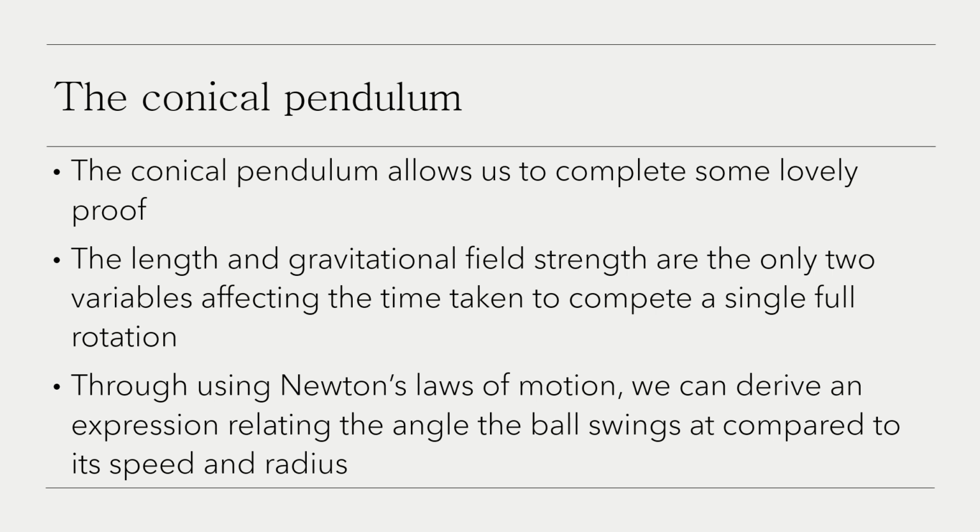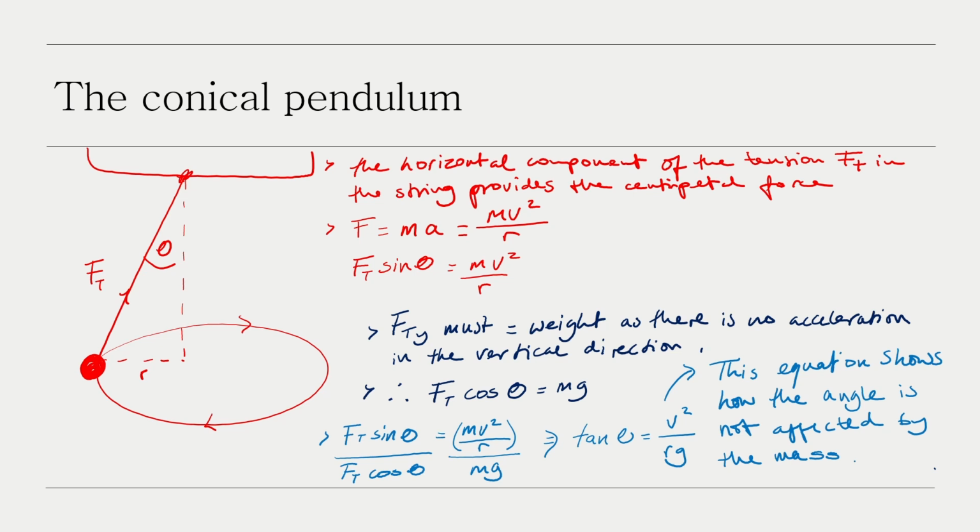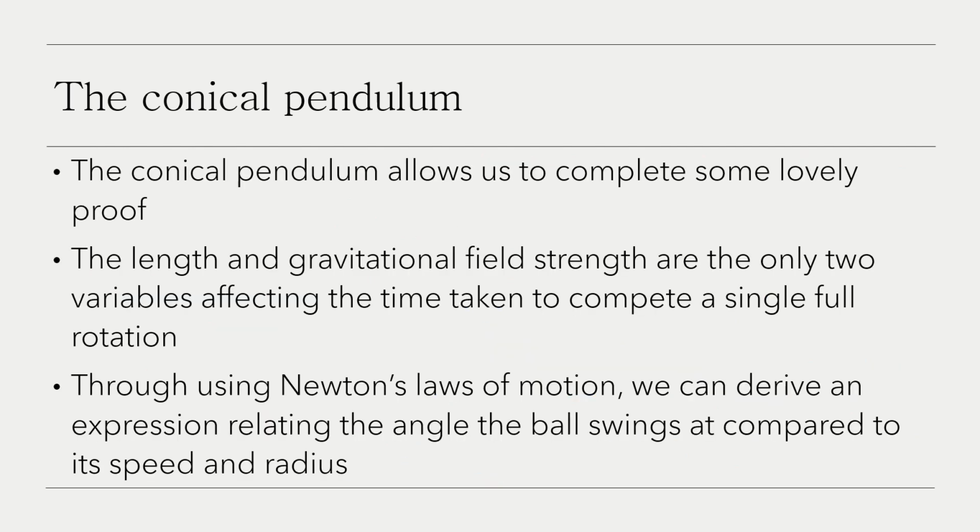It's very simple, but it's quite elegant actually, because it allows us to demonstrate some pretty cool proof, which effectively shows us that the only two variables which affect the rate at which this ball is subtending its circle are the length of the string and the gravitational field strength. It has absolutely nothing to do with the mass of the ball, which sounds kind of counterintuitive. You must be thinking, well, surely the mass of the ball affects the rate at which it moves, but it doesn't at all. It's really odd, but the math shows it very elegantly.